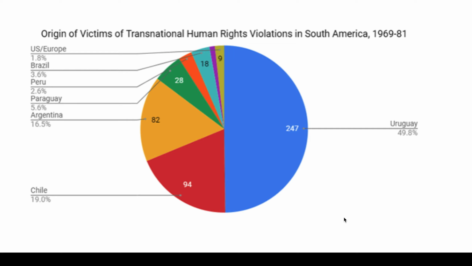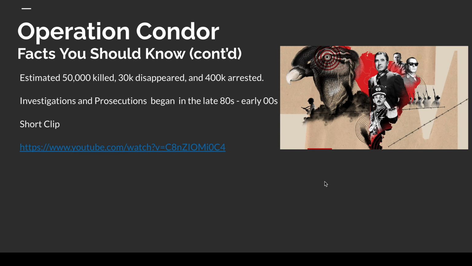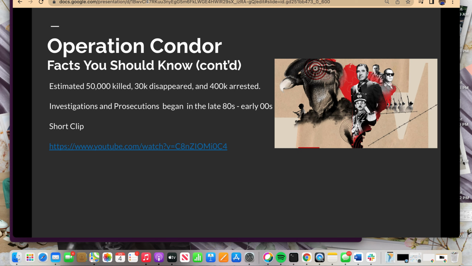Here's a chart explaining the numbers in which people were either killed or disappeared in regard to victims. And you can see Uruguay had a large amount here. Here is a short video clip that explains the basis of Operation Condor, and it'll give you guys a better understanding.